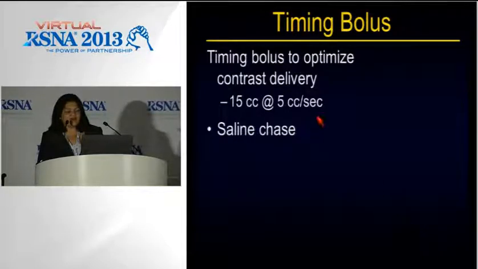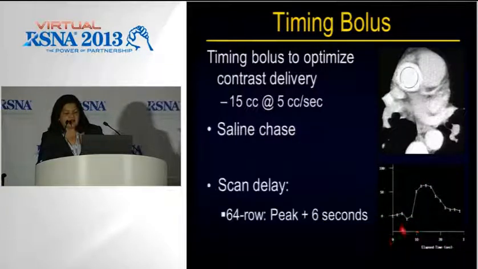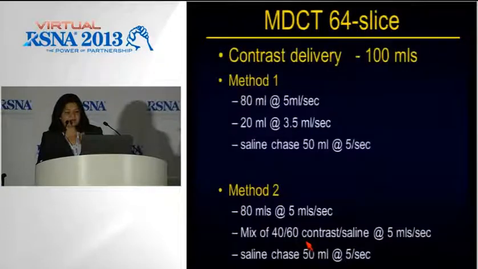For bolus triggering, we use a timing bolus of 15 cc's at 5 cc's a second, followed by a saline chase, with a region of interest in the aortic root at the level of the left main takeoff, and we generate a time curve. We use peak plus 6 seconds to trigger our scan.